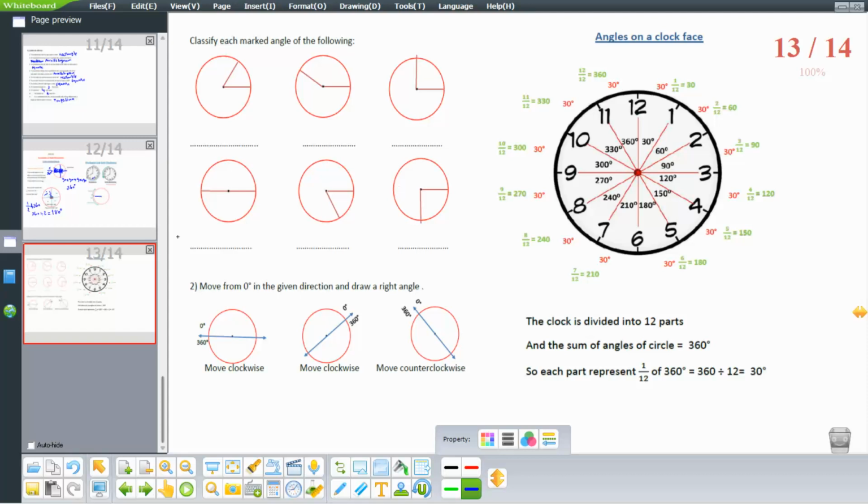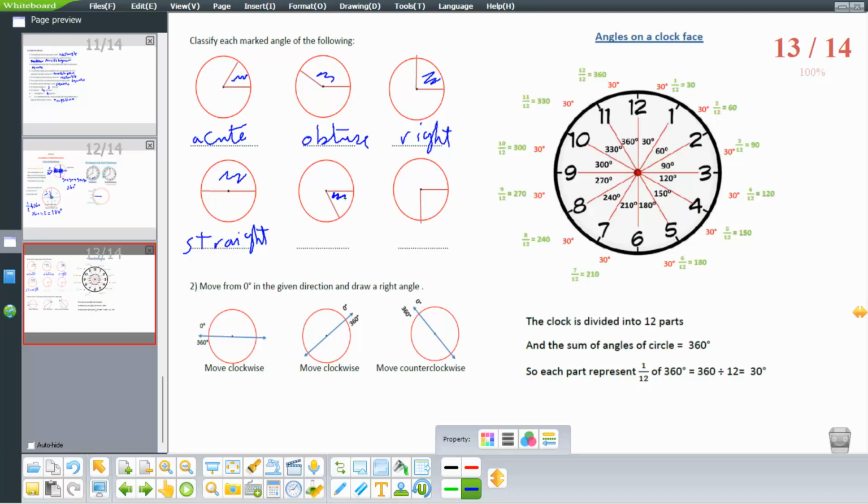Here, classify each marked angle of the following. What is the type of this angle? This is acute, and this is obtuse, and this is right, and this is straight, and this is acute, and this is right.